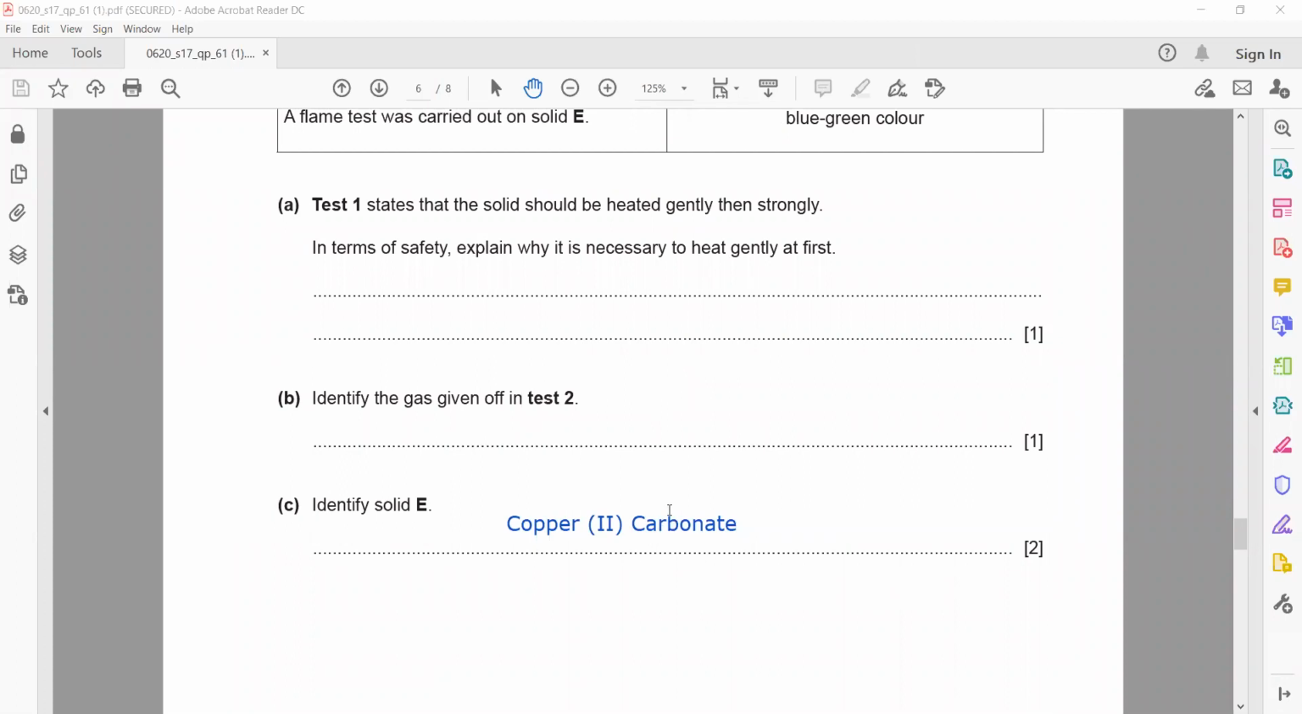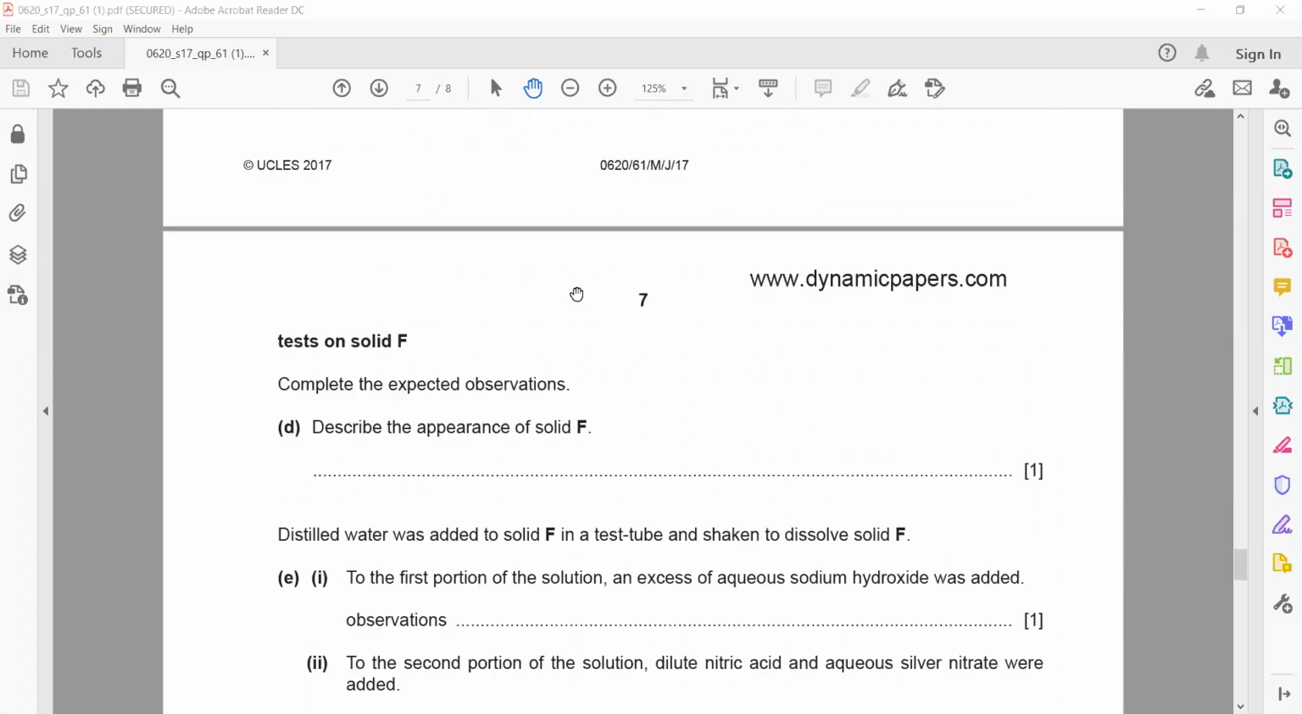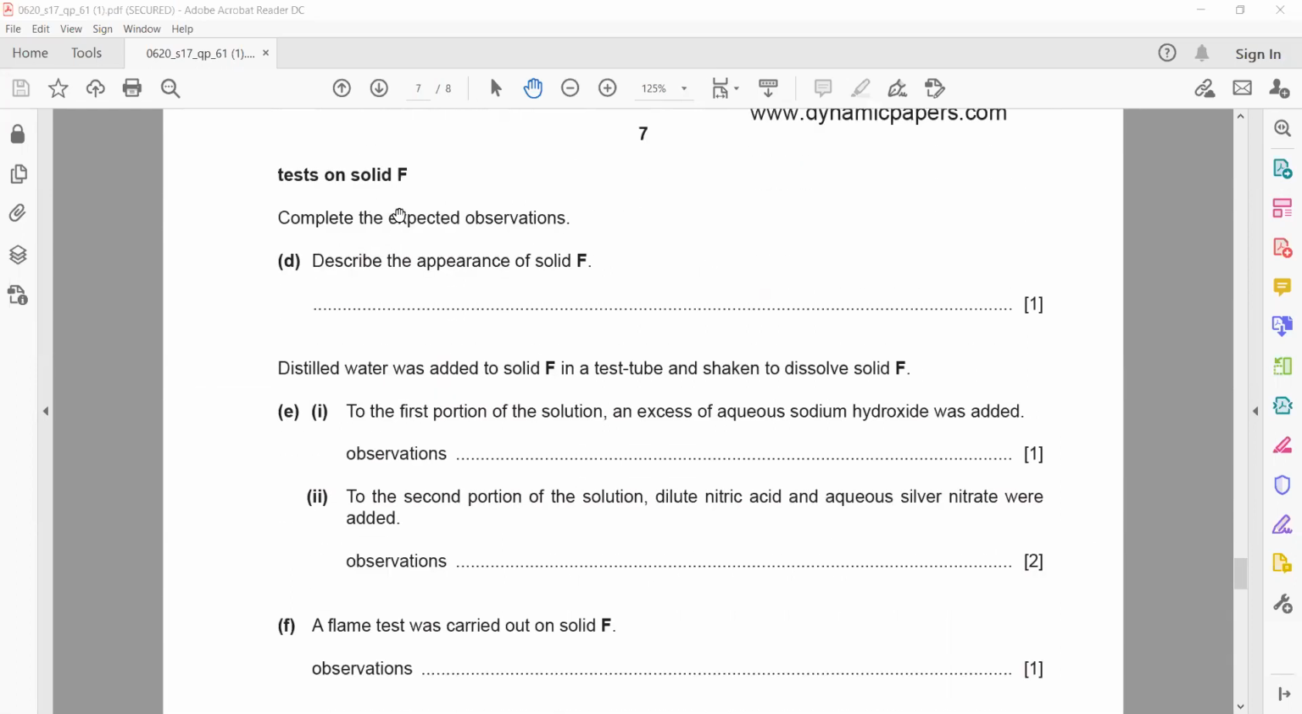Test on solid F. Solid F is potassium iodide. Describe the appearance of solid F. How will it look? It's 2 marks. 1 mark is for mentioning copper, 1 mark is for mentioning carbonate. The solid E was copper(II) carbonate. 1 is for copper, 1 is for carbonate.